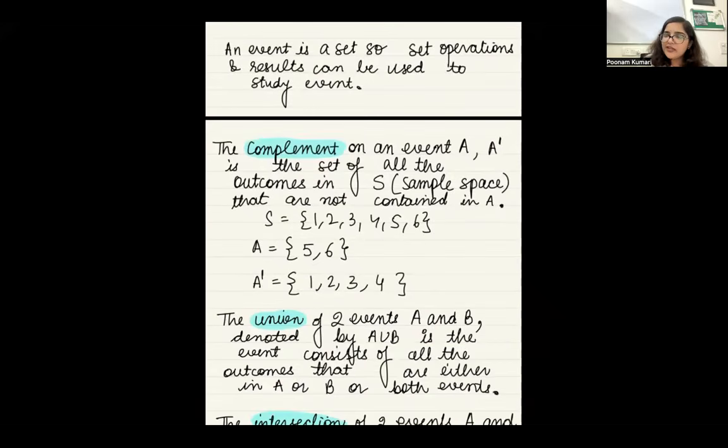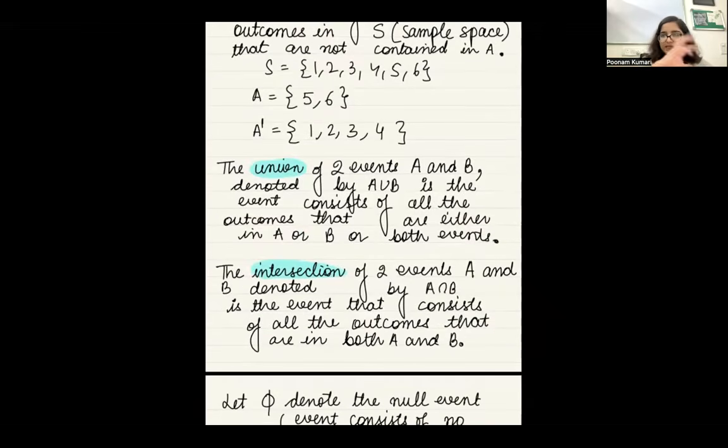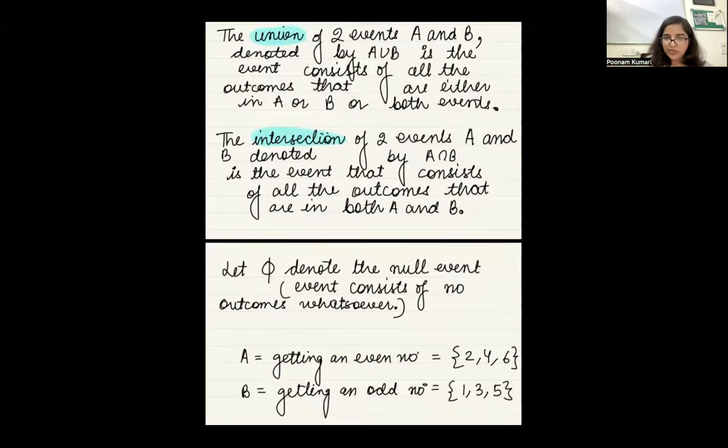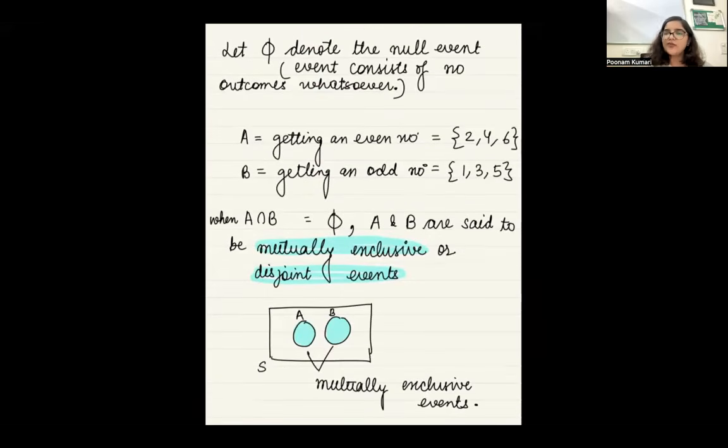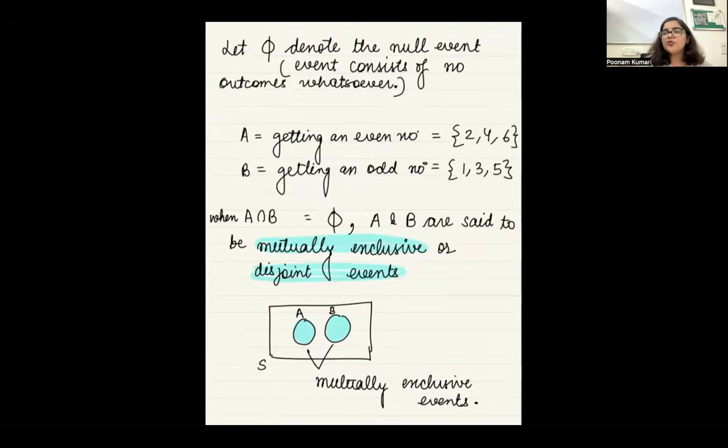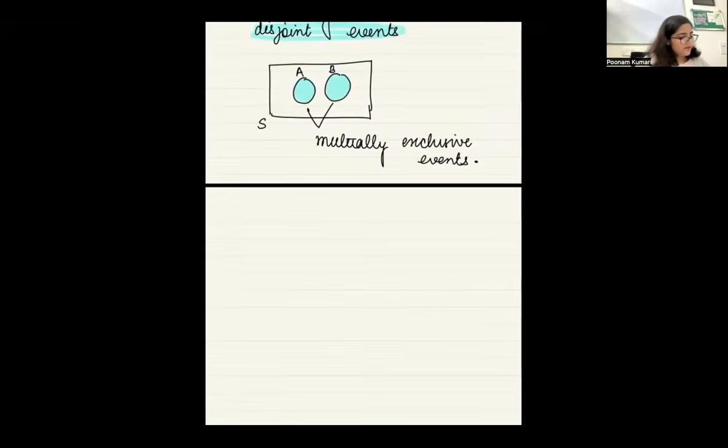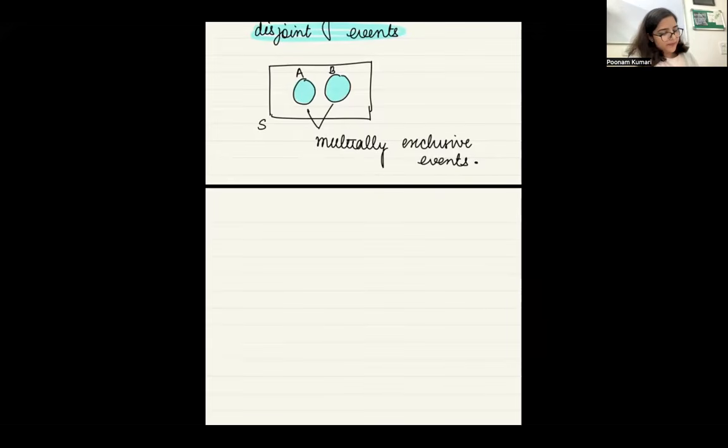What is the complement of an event? Just include all the members from sample space which were not in that event. Union, if you have two events, take which is in A or in B or in both. Intersection, which is in both. And mutually exclusive or disjoint events, meaning those two events have nothing in common. Okay, so these were the definitions which we would be needing throughout. So that should be clear to us.